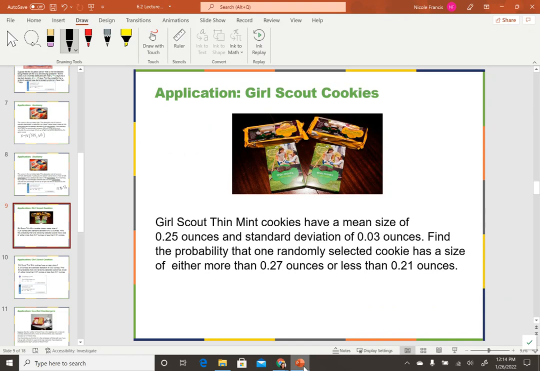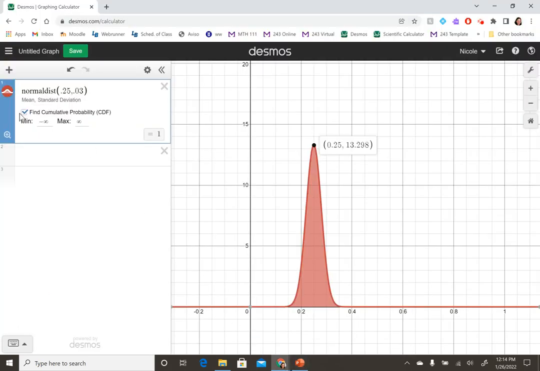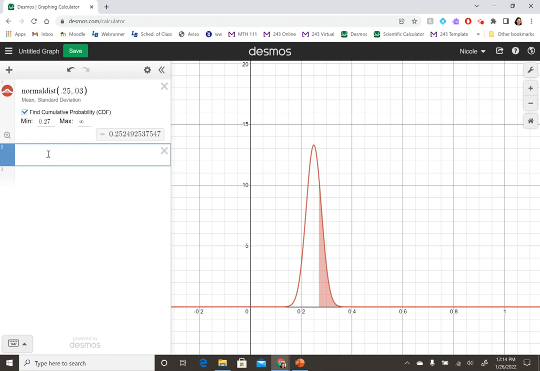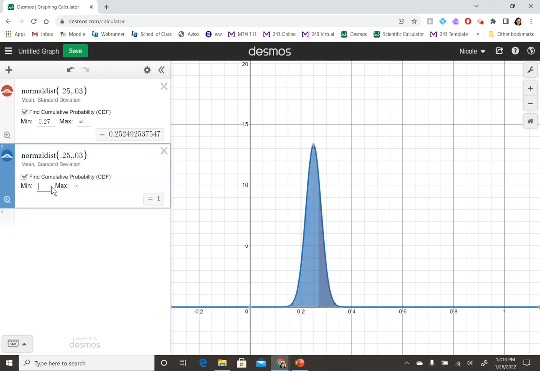All right, now this one wanted to know the probability that one randomly selected cookie has a size of either more than 0.27 or less than 0.21. So let's go from 0.27 to infinity. That's 1/2 of the probability. And now we can just duplicate this. I'm sure there's a faster way to duplicate this, but I don't know what it is. And cumulative. And then now we're going to go, oops, I didn't want to do that. We want to go from minus infinity up to the small value, which is 0.21.